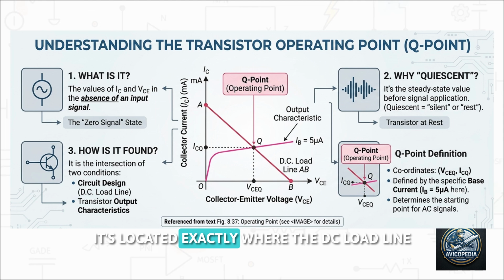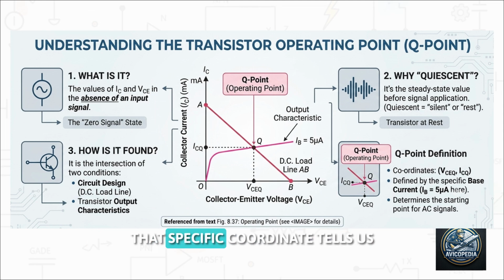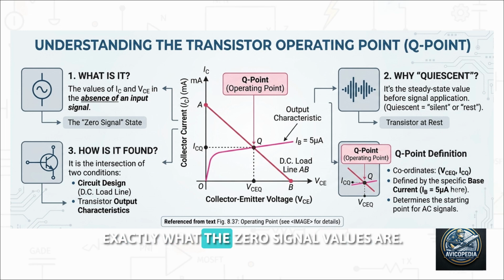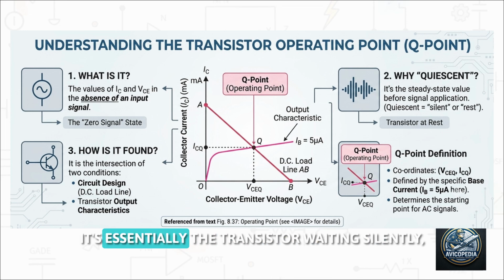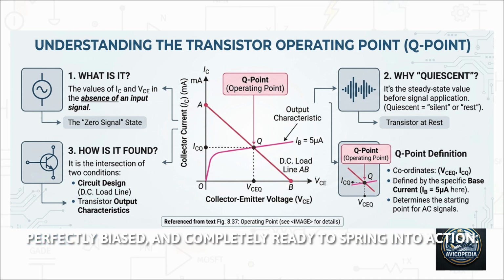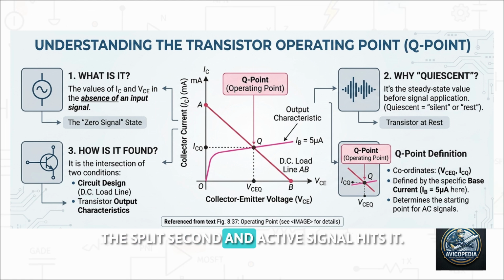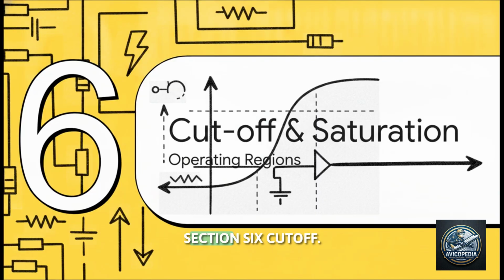It's located exactly where the DC load line intersects our target base current curve. That specific coordinate tells us exactly what the zero signal values are. It's essentially the transistor waiting silently, perfectly biased, and completely ready to spring into action the split second an active signal hits it.